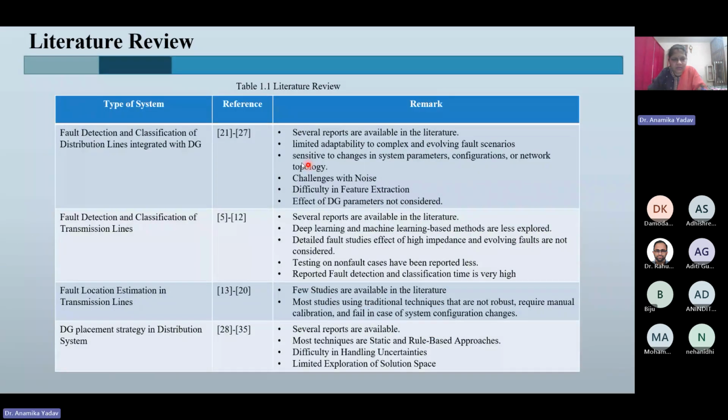I have placed one simple short review wherein different schemes that are developed for fault detection and classification in distribution systems and transmission lines, detection and classification schemes, and lastly the location schemes and also the DG placement. So a short survey was done and several remarks are shown herein, which are considered the main motivations, the research gaps in the existing literature, which will be overcome in the new schemes that will be proposed in detail.